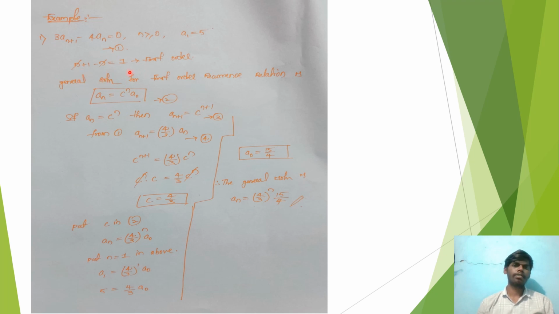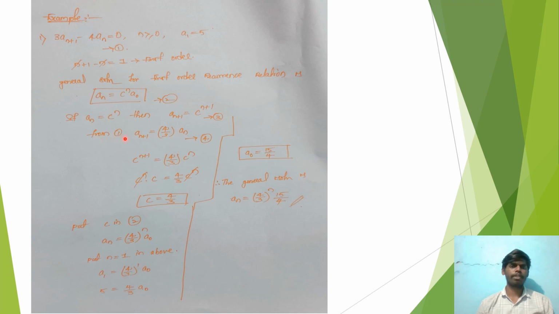In general, for first order recurrence relations, the general solution is given as an is equal to c to the power of n into a naught. Let us say this is equation 2 and the given equation is equation 1. We know that a naught is a constant value. If an is equal to c to the power of n, then we can write an plus 1 equal to c to the power of n plus 1. Let us say this is equation 3.